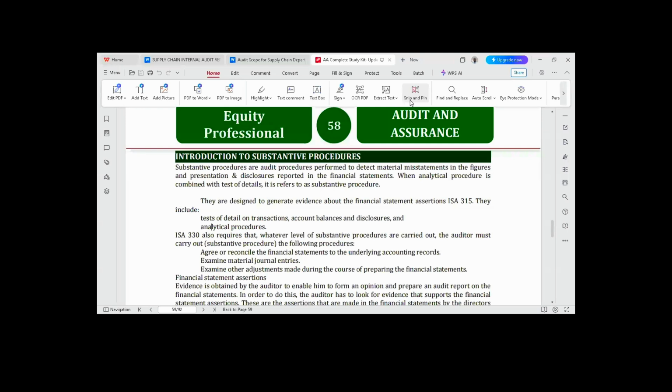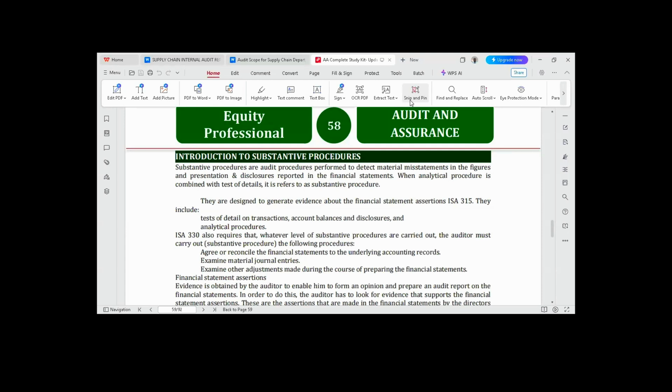Now, what you also need to realize is that the result of the test of control, like I said, will determine to what extent the substantive procedure will be carried out. So let's say, for instance, the test of control shows that there is a reasonable level of assurance on the financial statements. Okay, that means the auditor will do less work on test of detailed transaction and analytical review procedures.